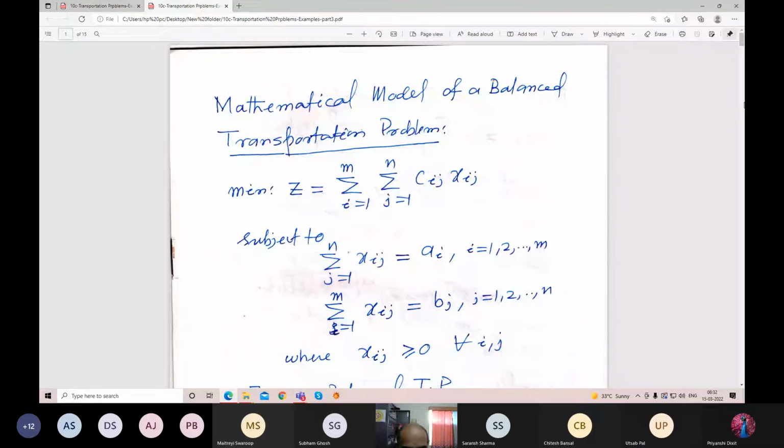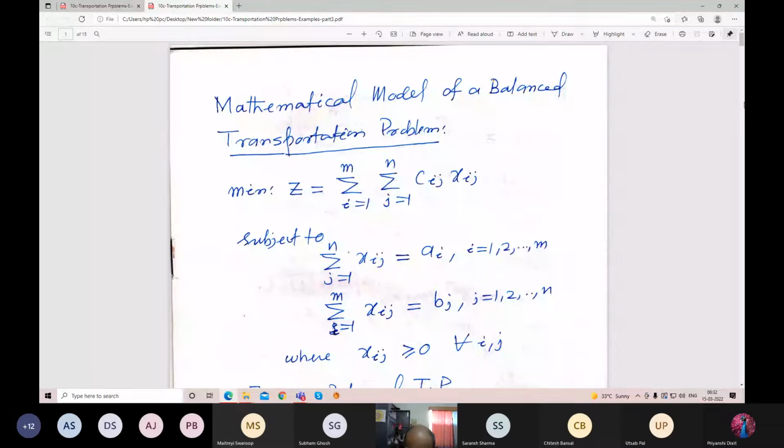Using the northwest corner rule or the least cost method, we are finding the trial solution. This trial solution is a feasible solution, a basic feasible solution, but it may not be optimal. So using the duality theory, we'll test whether the solution is optimal or not. If it is not optimal, we'll find an improved solution.